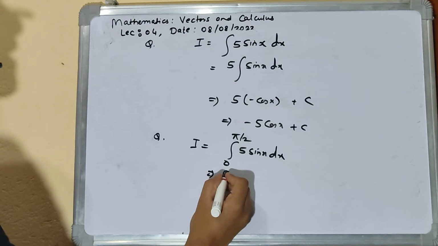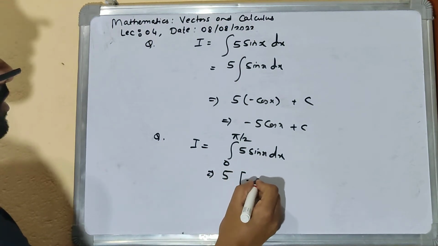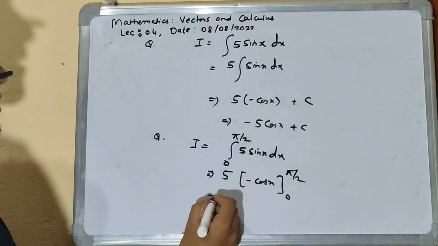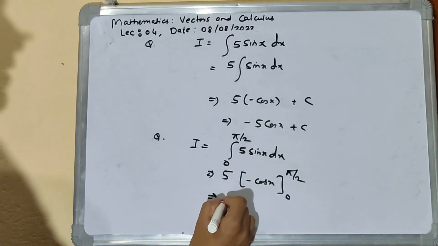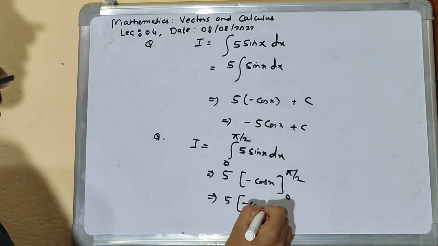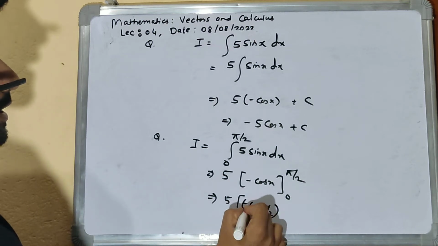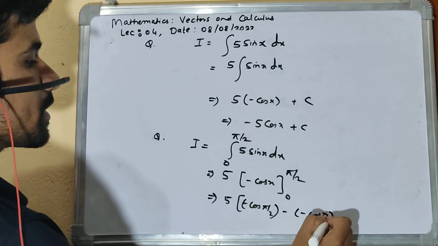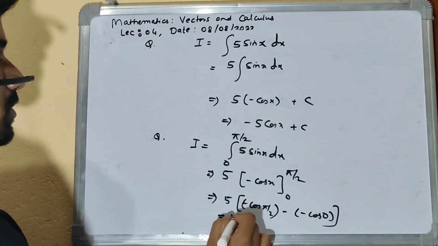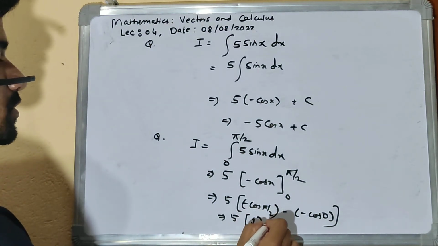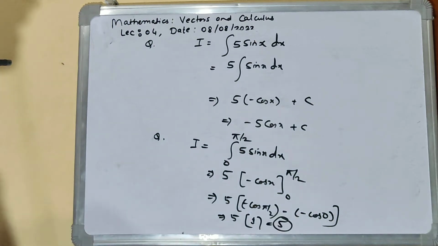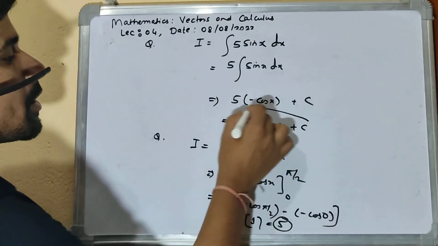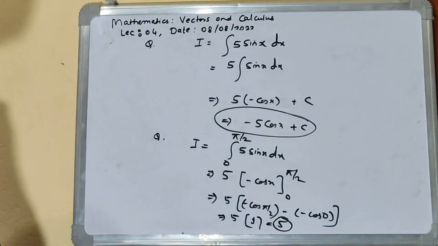So 5 will come out as a constant, and it is minus cos x, the integral of sin x, and I'll place the limits now. First I'll place the upper limit, so it is minus cos of pi by 2. Then I'll subtract the lower limit, which is minus cos of 0. So cos 90 is 0, cos 0 is 1, so this value is 5. This definite integral is giving me a constant value, which is 5. The indefinite integral is giving me a family of curves, which is minus 5 cos x plus c.